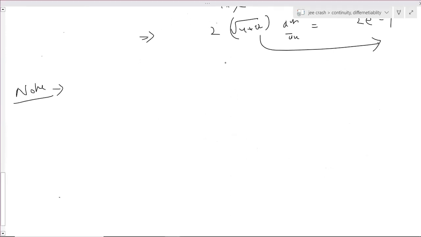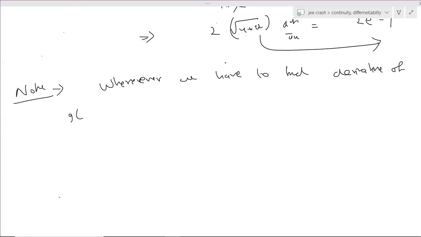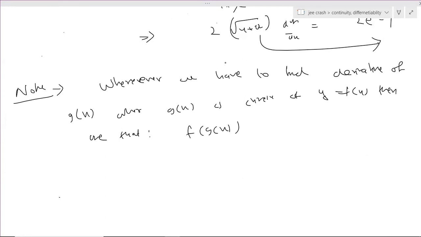One important note, write down. Wherever we have to find the derivative of g of x, where g of x is the inverse of y equals f of x, then use that. f of g of x equals x, then differentiate. Please write it down. Very important concept.